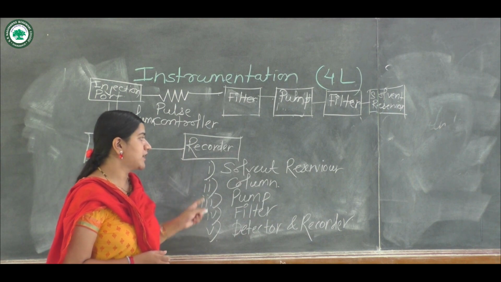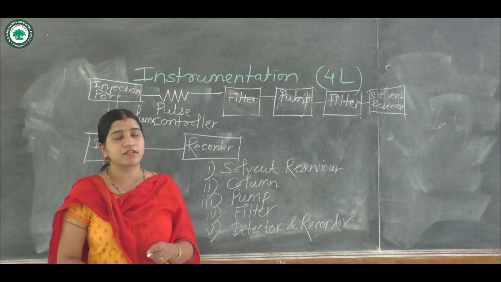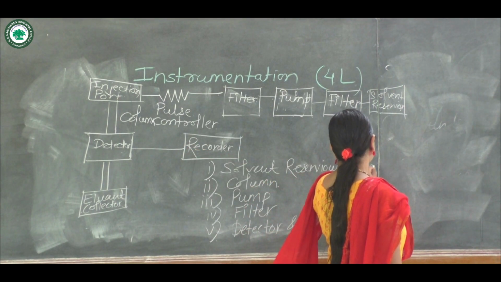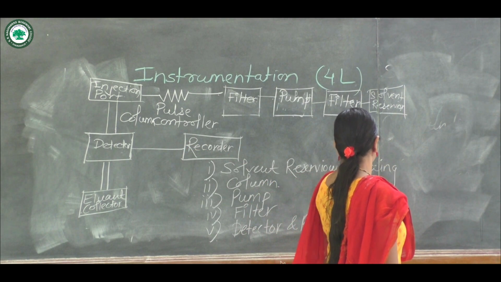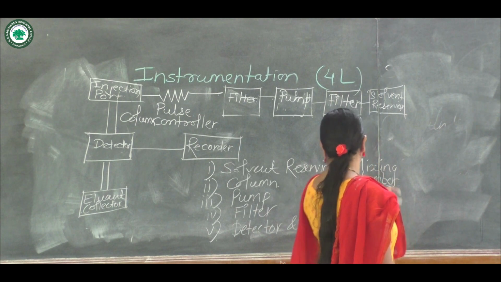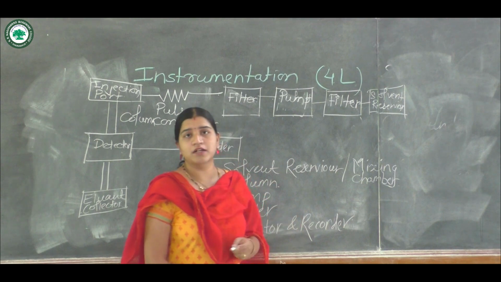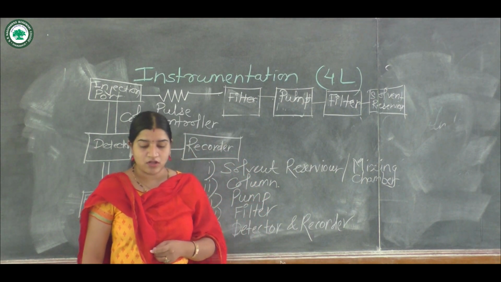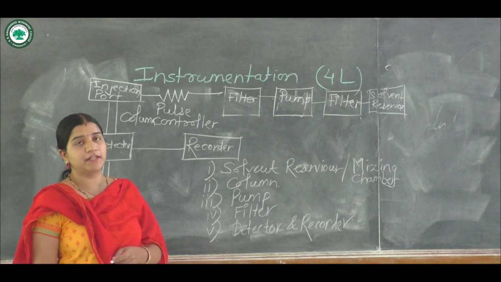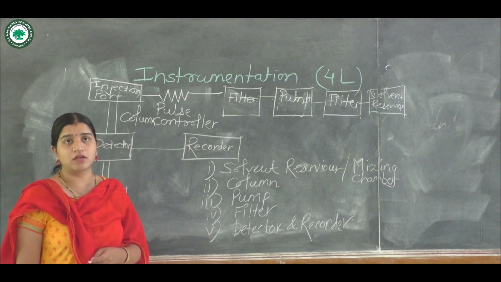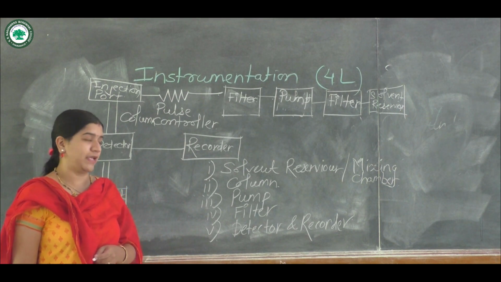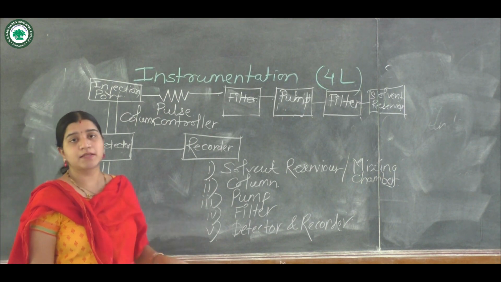The main parts are as follows: the solvent reservoir, which is also called the mixing chamber. Then columns, different types of columns are there. There are microporous columns, pellicular columns or bonded phase columns, and different types of materials are used for the column packing. Then third is the pump.